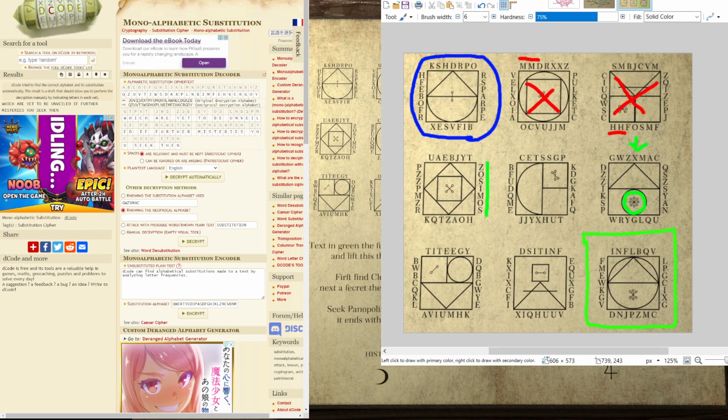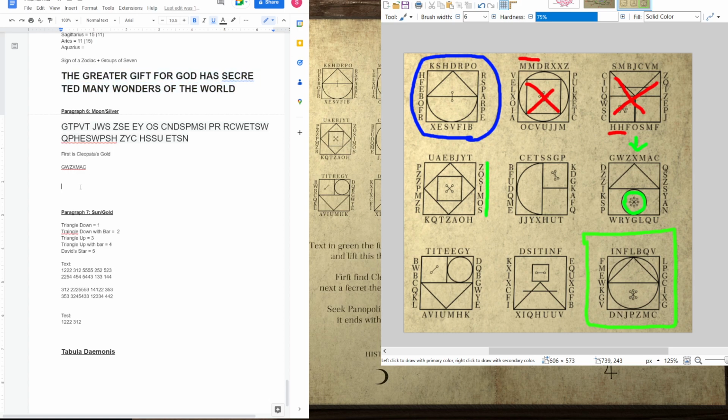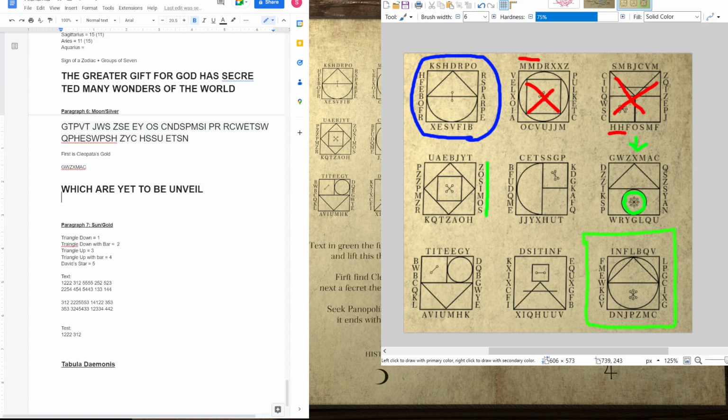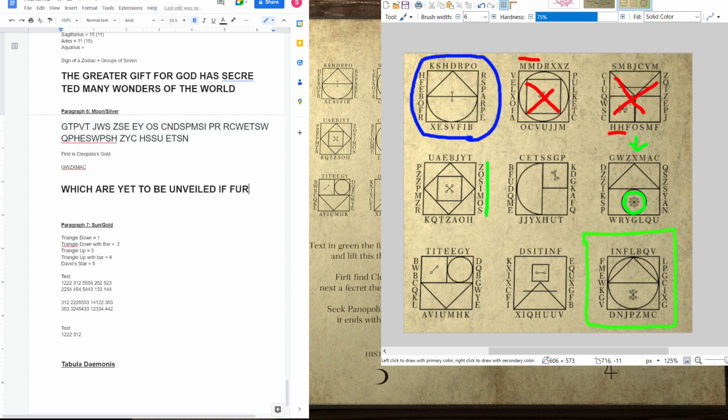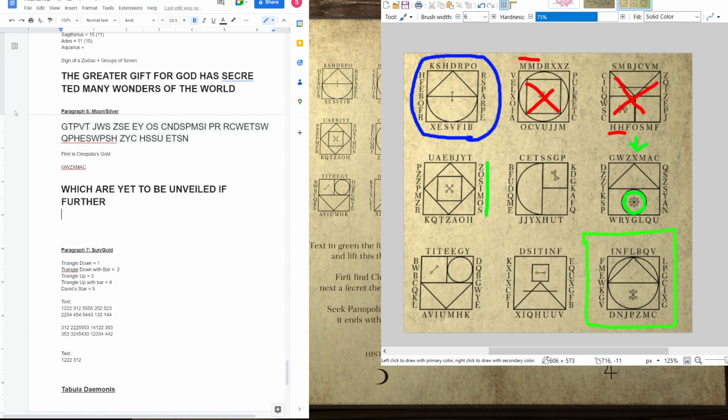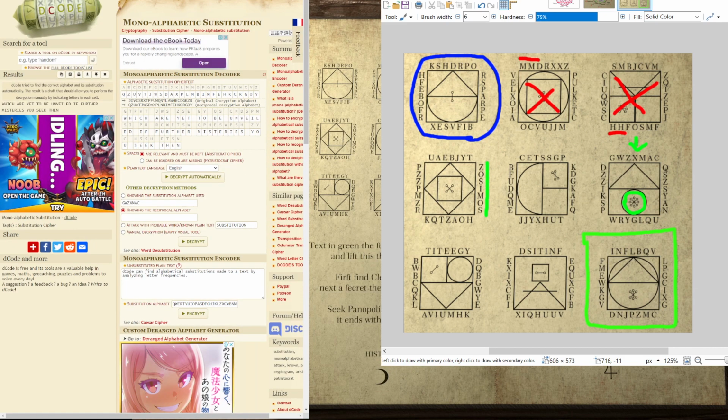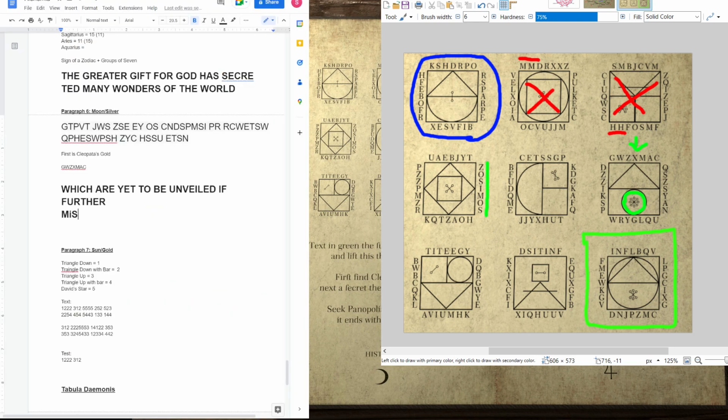Which are yet to be unveiled. Alright, let's write that down. Which are yet to be unveiled. Oh, is that actually how it's written? No, that's not how it's written, is it? To be unveiled. I think this is unveiled. If further. Einbreak. Mysteries. Mysteries written with an I. Mysteries you seek then. Weird. Mysteries is written wrongly.